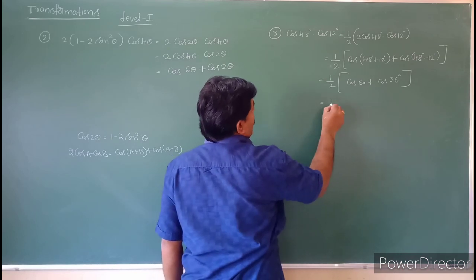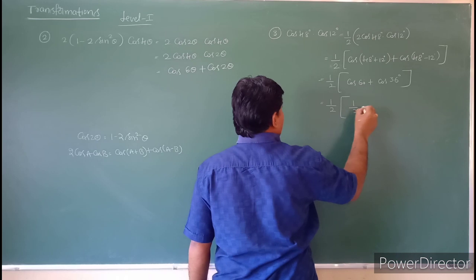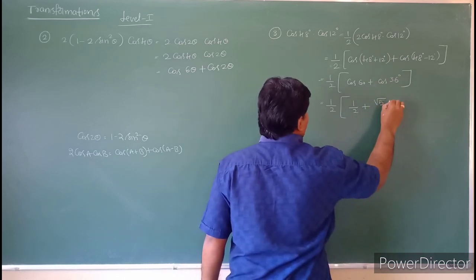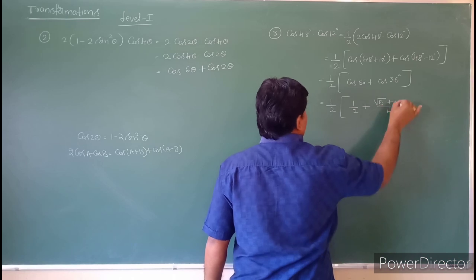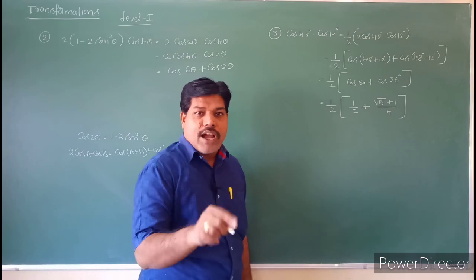So that is equal to 1 by 2 into cos 60. What is cos 60, students? That is 1 by 2, plus the cos 36 value. Cos 36 value is root 5 plus 1 by 4. So these are values you have to remember.